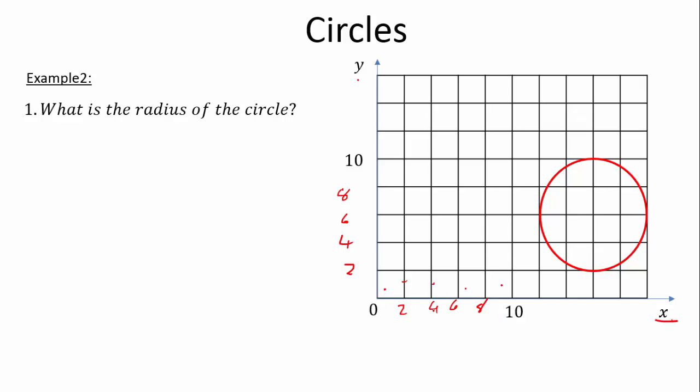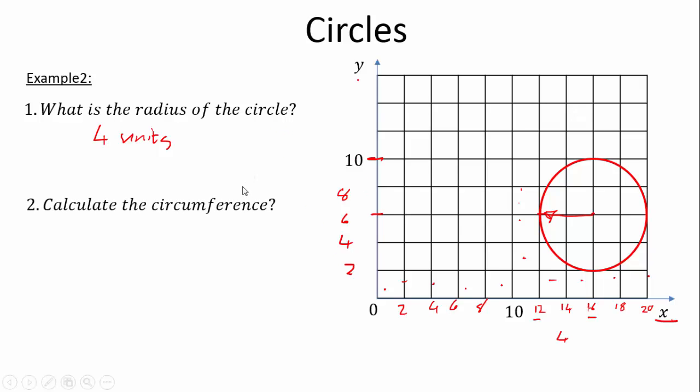Okay, so now we need to figure out the radius of the circle. The radius is from the center. We can quite easily see there's 1, 2, 3, 4, 1, 2, 3, 4. That's equal, that's great. So it's 2 blocks. Each block is 2 units. So that is 12, that is 14, that is 16, that is 18, and that is 20. So 16 minus 12 is equal to 4. So the radius of the circle is 4 units. As you can see here, if we went 10 minus 6, it would have been the same thing.